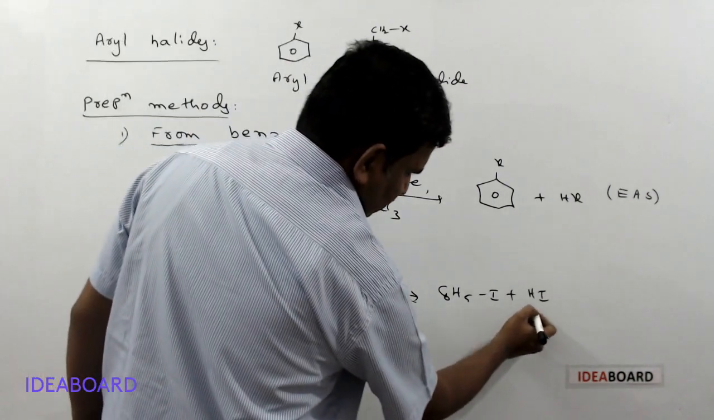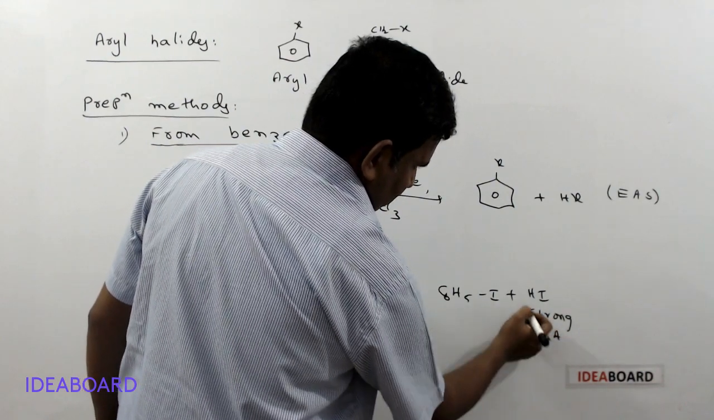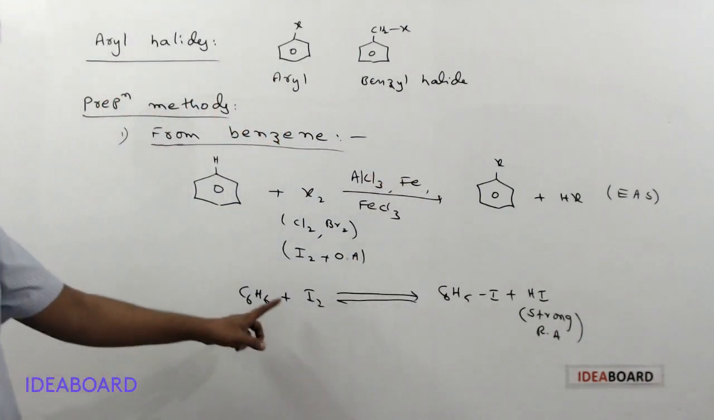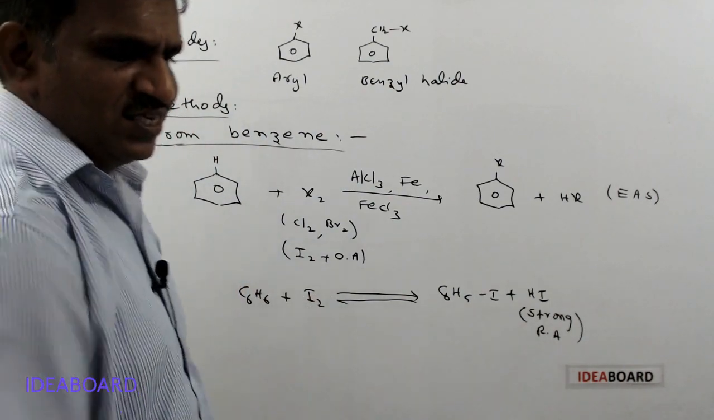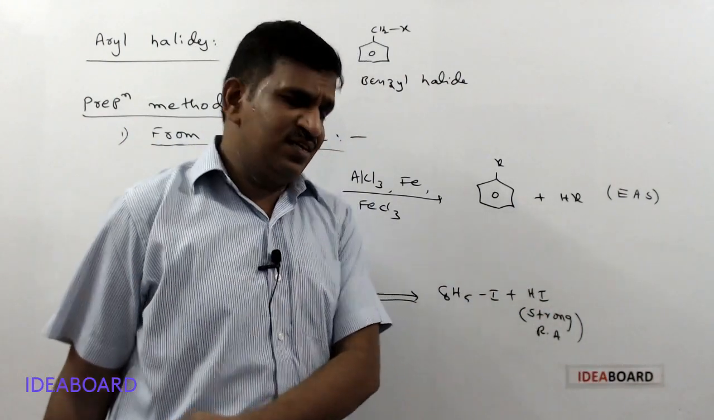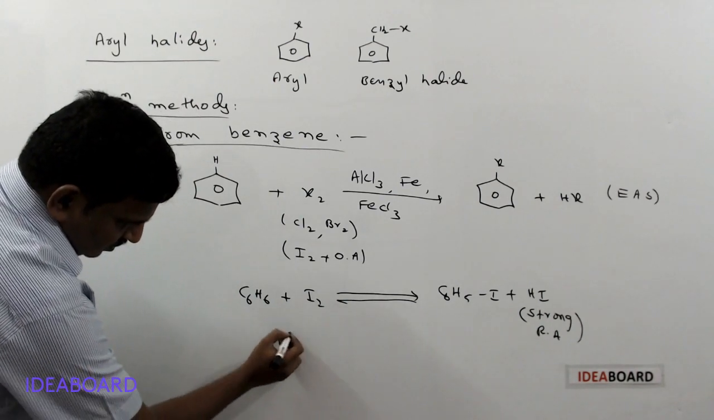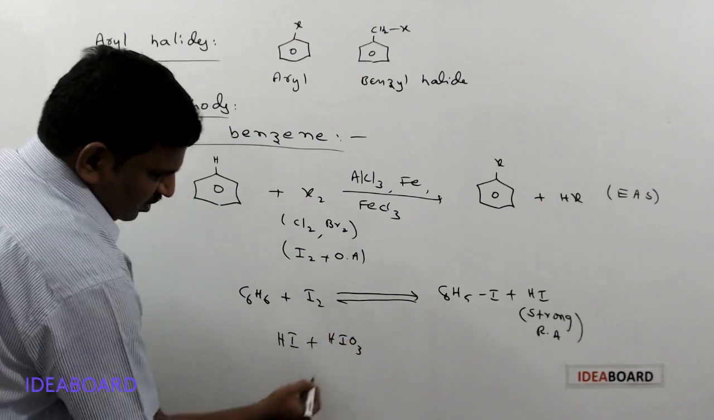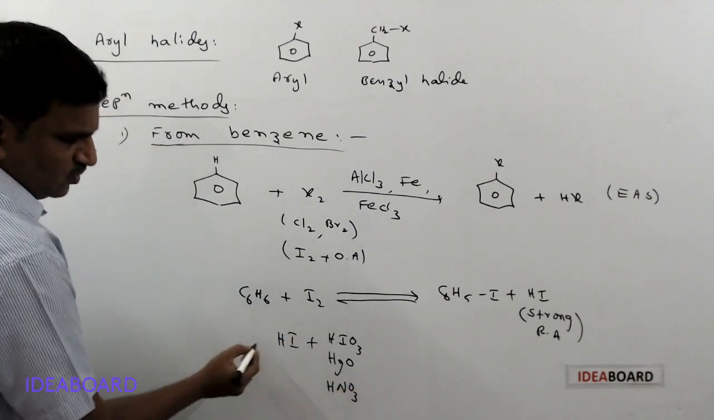The formed HI is a strong reducing agent. Because of its strong reducing nature, this HI can react again with iodobenzene to form benzene and iodine. So to prevent the backward reaction, as per Le Chatelier principle, if one of the products is removed completely, then we can't get the backward reaction. So for this purpose, an oxidizing agent is taken with HI, like HIO3 or HNO3.